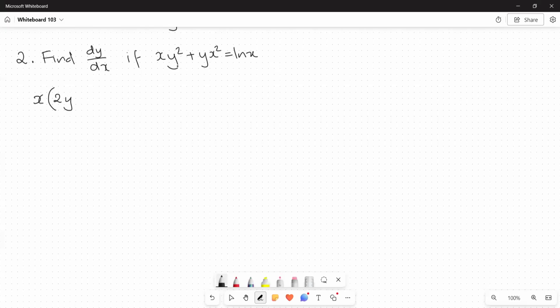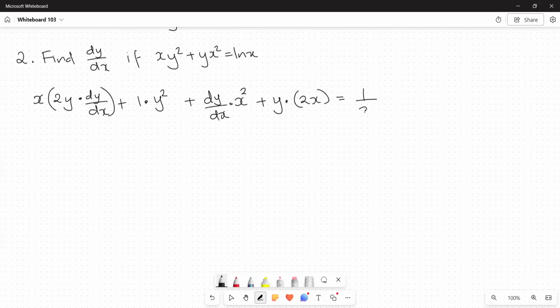And then you move inside. On the inside you have y. The derivative of y is dy dx. And then we're continuing with the product rule. The derivative of x is 1, and then y squared the way it is. In this one, we will do it in the same way. The derivative of y is dy dx, and then we multiply by x squared the way it is, and then y the way it is, and then multiply by the derivative of x squared, which is 2x. And then on the right-hand side, the derivative of ln of x is 1 over x.